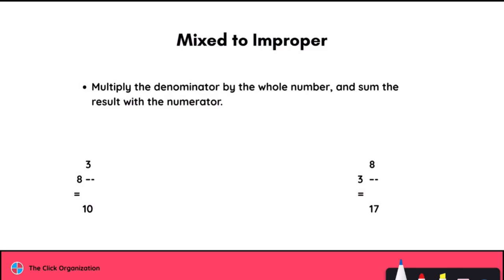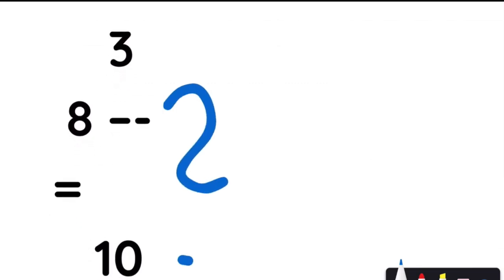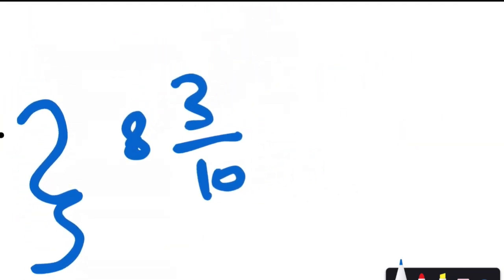In order to do this, we multiply the denominator by the whole number and then sum the result with the numerator, okay? So we have a mixed fraction, and then we want to change it into improper. So we follow these steps. The order of this is a little bit mixed, as it's a mixed fraction. So it's basically like this, 8 times 3 divided by 10. So it says that I should multiply the denominator by the whole number and then sum the result up with the numerator.